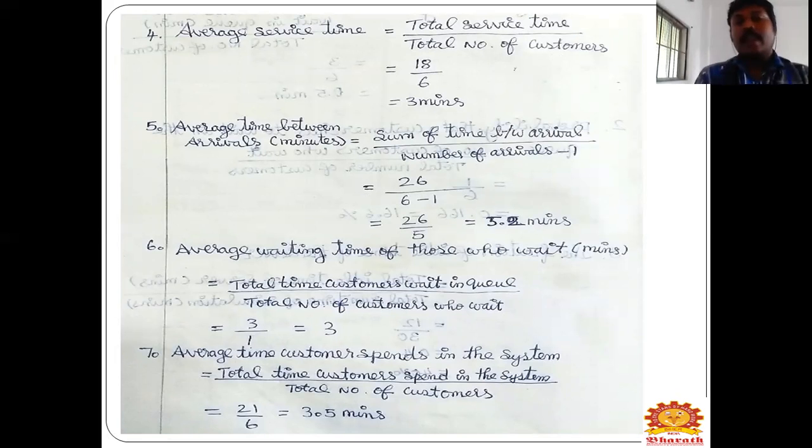Next we calculate the average waiting time for those who wait in the system. Only one customer waited, so we take 3 by 1, which equals 3 minutes. The next one is the average time spent in the system: the total time customers spent in the system is 21, divided by 6 customers. So the average time a customer spends in the system is 3.5 minutes.